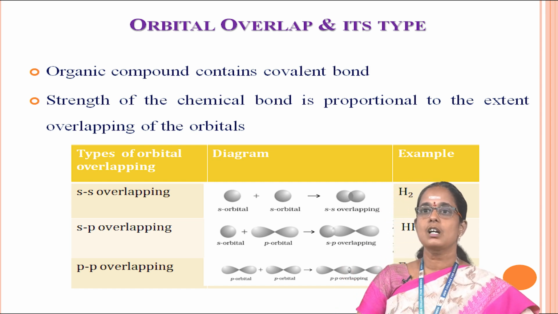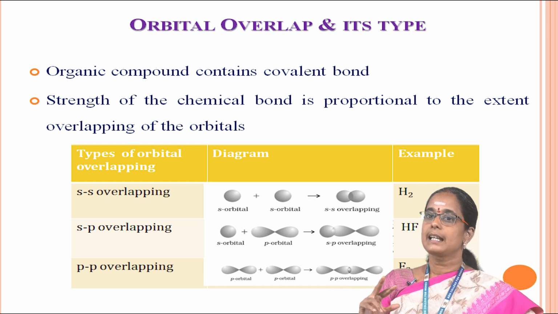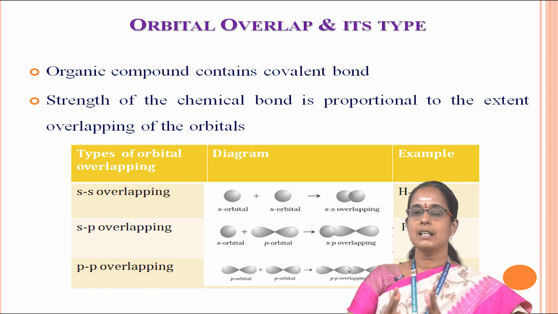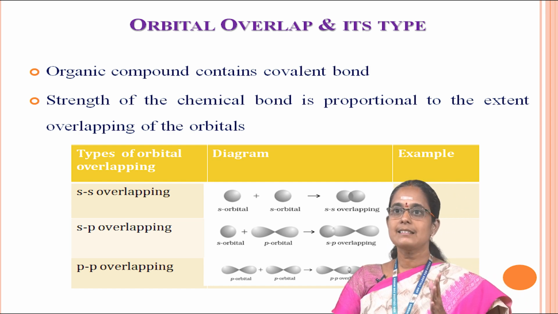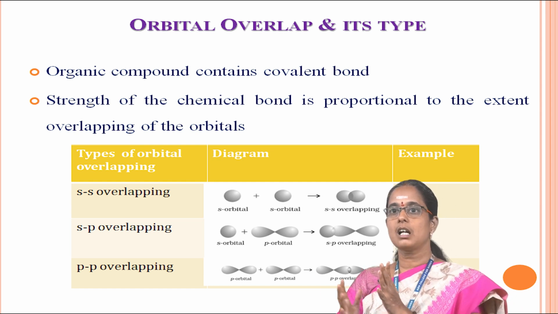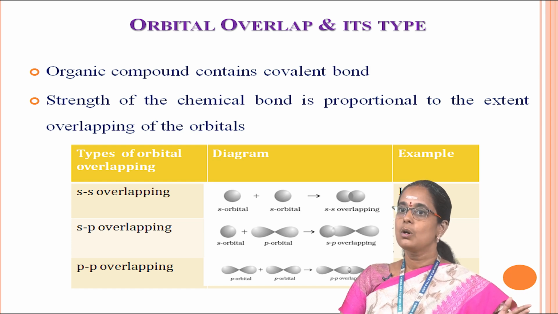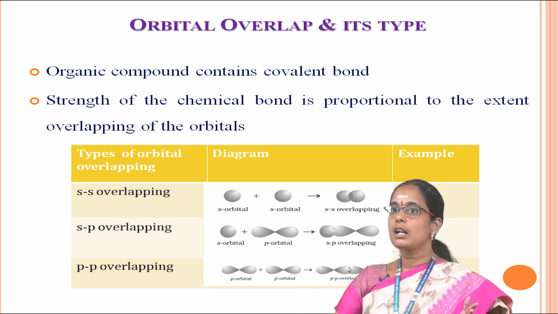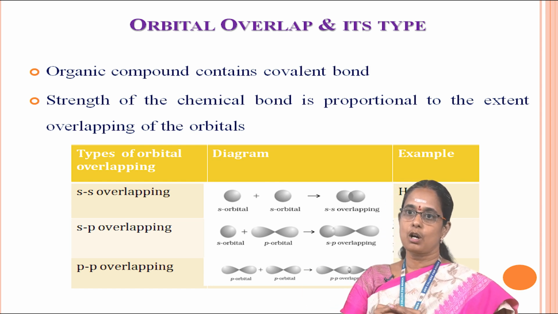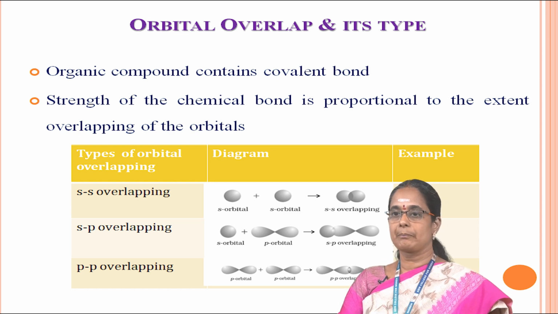What are the types of orbital overlapping? ss overlapping, sp overlapping, pp overlapping. Now let us see them one by one. ss overlapping, that is s orbital overlapping. One s orbital of one atom overlaps with an s orbital of another atom to form a covalent bond. This is the example for ss overlapping.